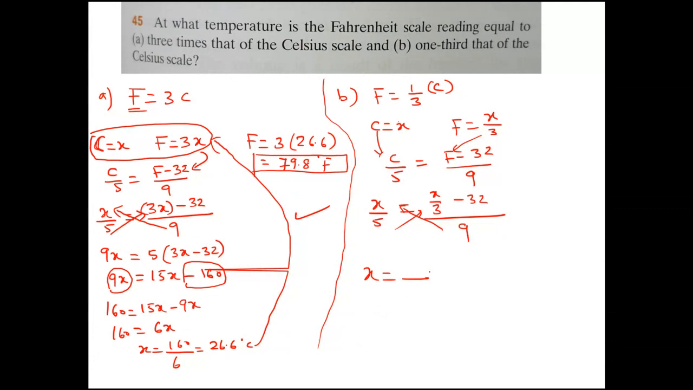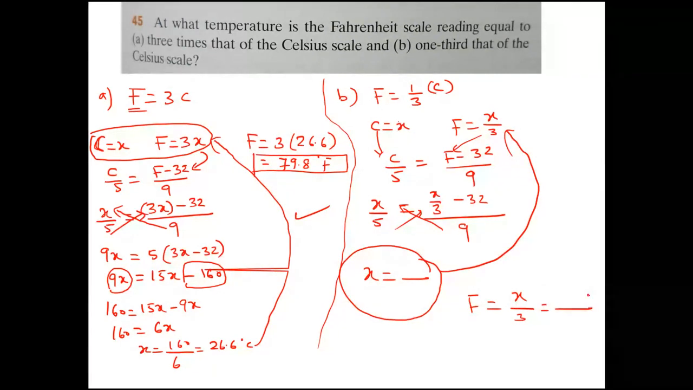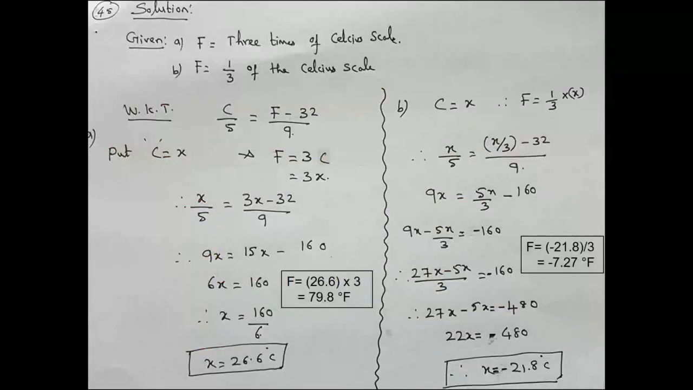Once you get the value of x, take that value and substitute it here. So F is equal to x over 3, and you will get the answer in terms of degrees Fahrenheit. The explanation is given here, but you take the practice, because it's the same method. That's what I explained in the first part, so you work out the second part.